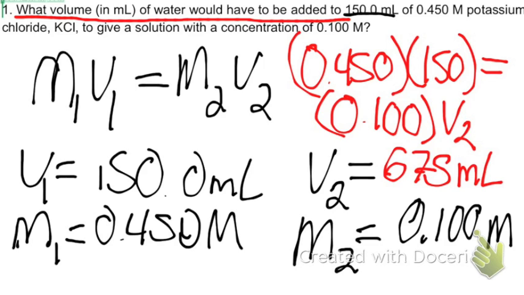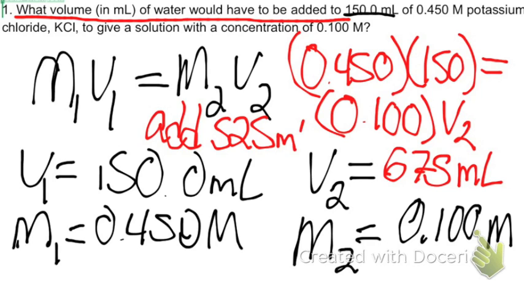So how are we going to figure out how much water we have to add to go from 150 to 675? We need to subtract 675 and 150, and that'll tell us how much water you have to add. So if we subtract our 675 minus our 150, we end up needing to add 525. So we need to add 525 milliliters of water to our 150 milliliters of solution, so that our final volume is 675.